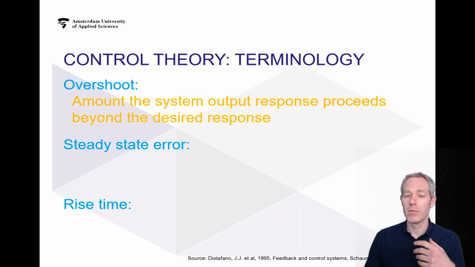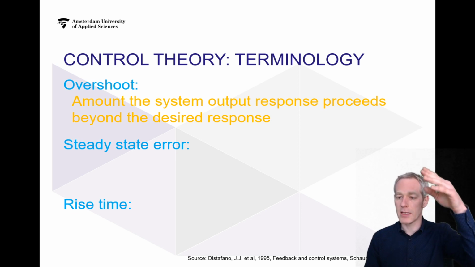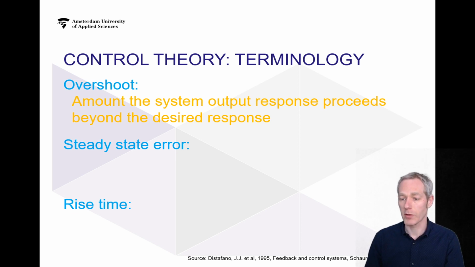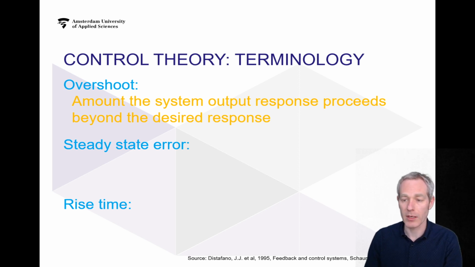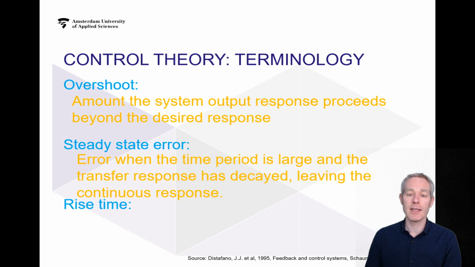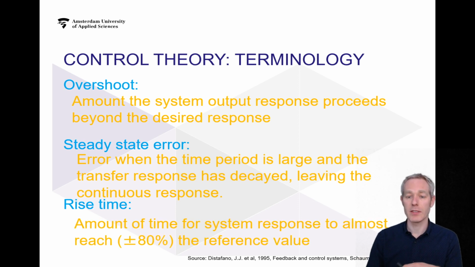So what do we mean by overshoot? It's the amount of the response that exceeds the desired response. So we had a reference step of 1, and the overshoot is the amount that it goes over our set point of 1. Well, the steady state error is the error that's left between the system and the reference after everything has settled down, after everything has decayed, and we might still be left with some error. The rise time is the time for the system to reach about 80% of the reference value.